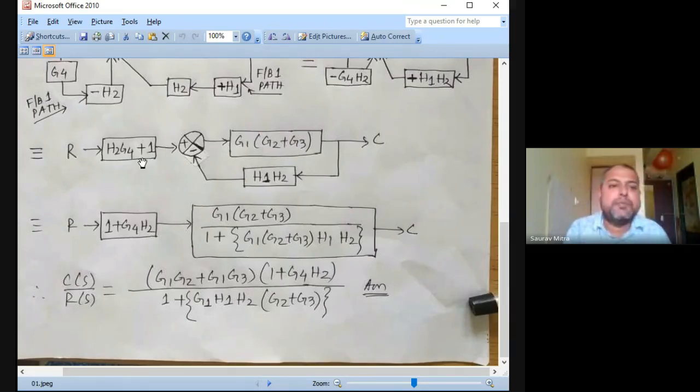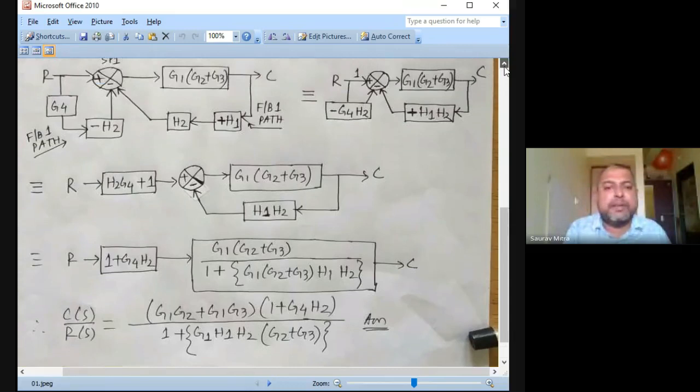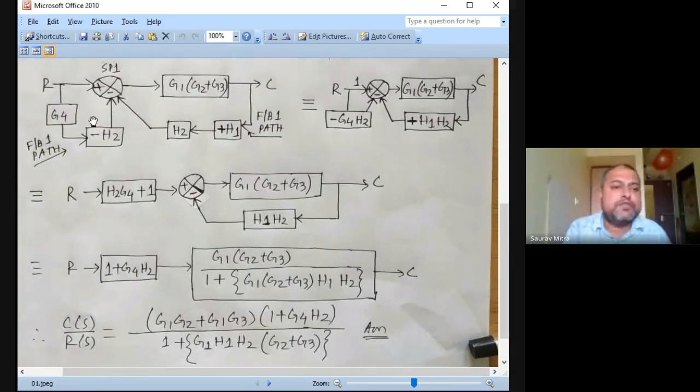So this is the second part and this is the first part. The first part is the feed forward path, you can find it here. The second part is the feedback path. The feed forward path is actually positive because all the negatives become positive, and the feedback path is actually a negative feedback.